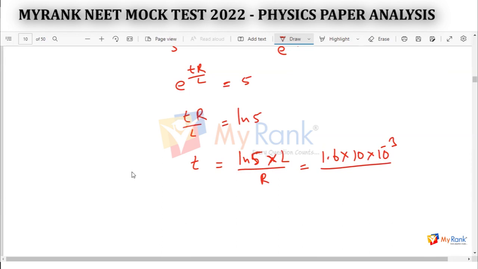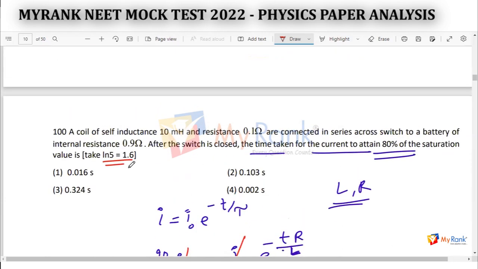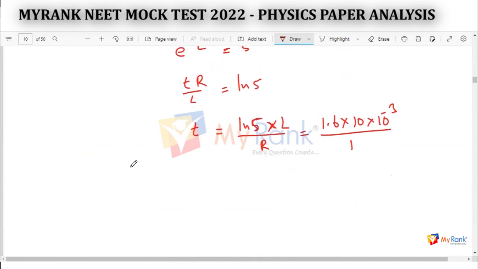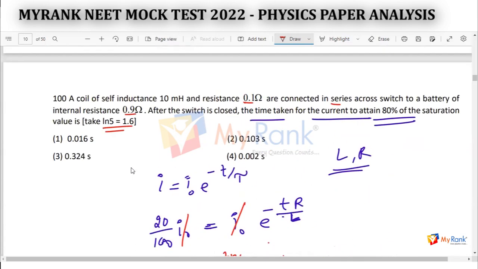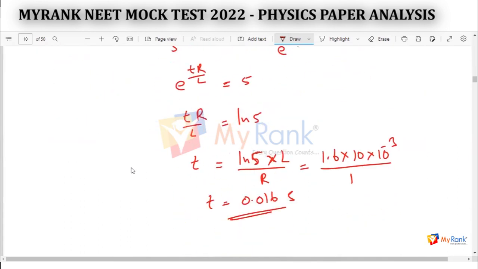Resistance given as 0.9 plus 0.1. See here, these are connected in series. 0.1 and 0.9 are connected in series, so addition. So this gives us 0.016 seconds, students. So see the options. First is the correct option in this case.